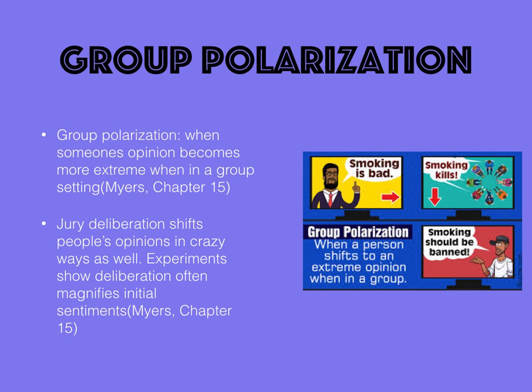And group polarization. Group polarization is when someone's opinion becomes more extreme when in a group setting. Jury deliberation shifts people's opinions in crazy ways as well. Experiments show deliberation often magnifies initial sentiments. So it would be like somebody going into a jury room thinking, oh, they might be guilty, and then coming out like, oh, they're definitely guilty.